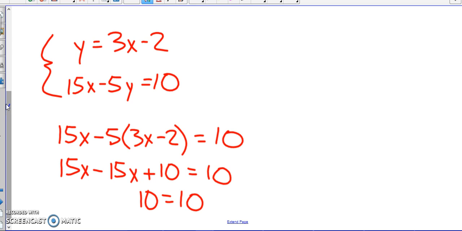minus 2 equals 10. We distribute: 15x minus 15x plus 10 equals 10, which means that 10 equals 10. So what does that mean? Yeah, it does. It really works. Because that means there are infinitely many solutions.